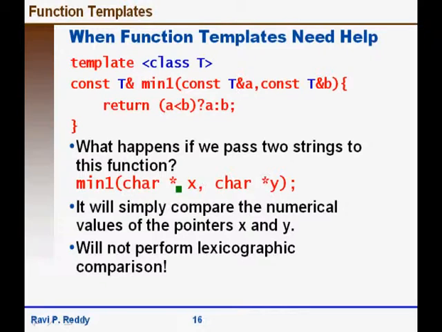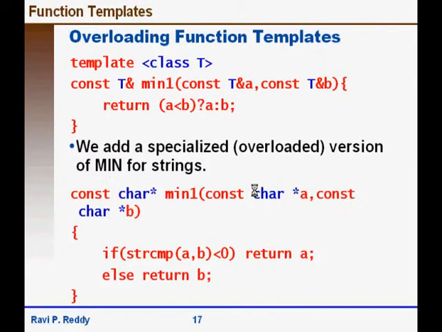When do function templates need help? Here's our min1 function template. What happens if we pass two strings to the function? They will simply compare the pointer values of x and y and not perform a lexicographic comparison. So, what can we do here? We can add a specialized or an overloaded version of min for strings.